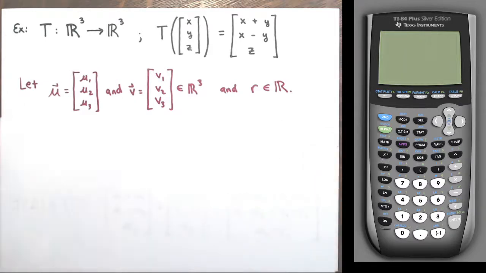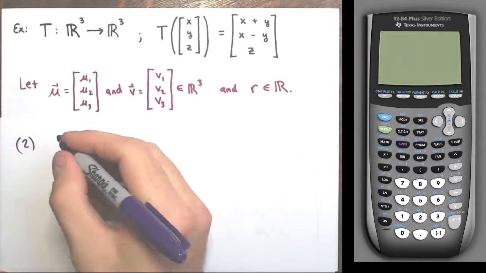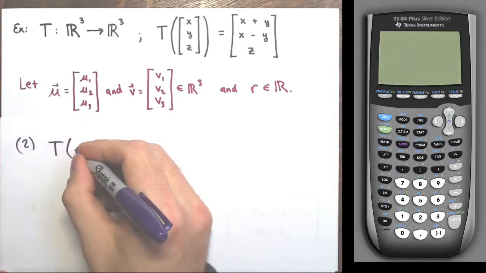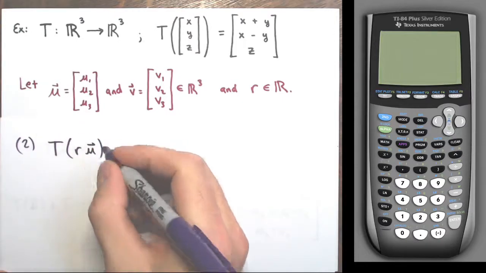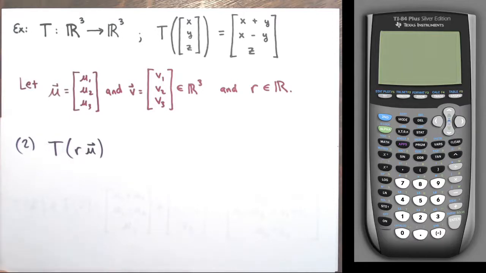So step 2. Look at T of r times u first. Is this equal to r times T of u? Can I basically pull the scalar out and have it still be equal? Does it preserve scalar multiplication?